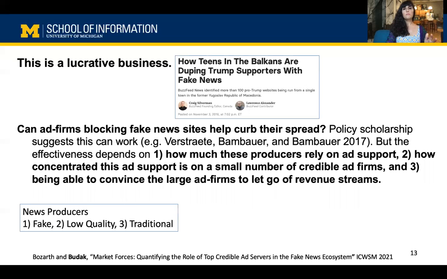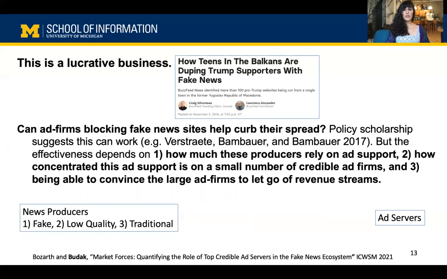To do so, we make use of a range of different data. First, using lists published by reputable fact-checking organizations and scholars, we identify a list of fake, other low-quality, and traditional news sites. Then, using other lists that are used in privacy and security research, we identify tens of thousands of ad servers, and we also check whether they show any malware or viruses to determine their own credibility.